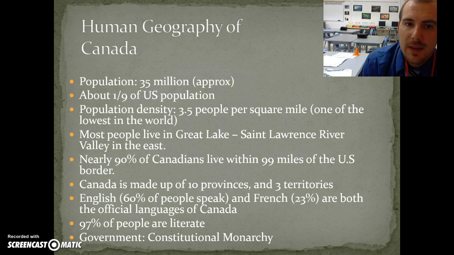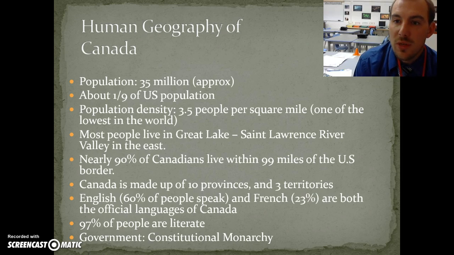It's crazy to think. The population density, that word tells us how crowded Canada is. If you take the average of the entire area, it's only 3.5 people per square mile, which is one of the lowest population densities in the world. Okay, most people live in the Great Lakes, St. Lawrence River Valley in the east. And what's a really fascinating number is about 90% of Canadians live within 99 miles of the United States. A lot of Canadians live right on the border.